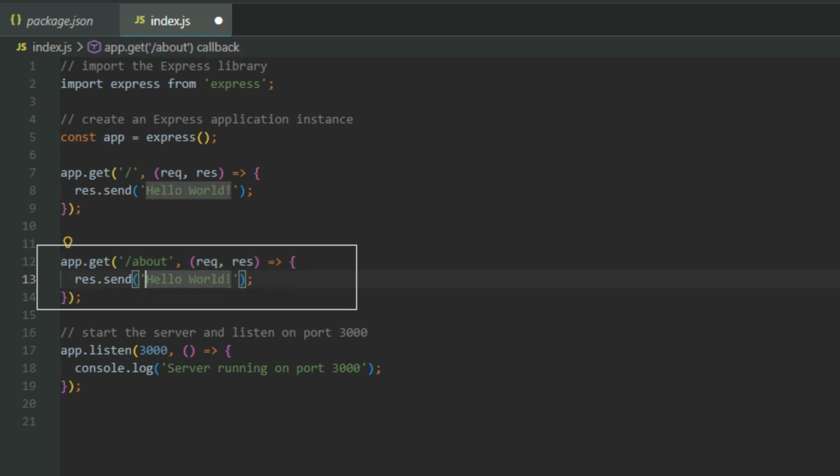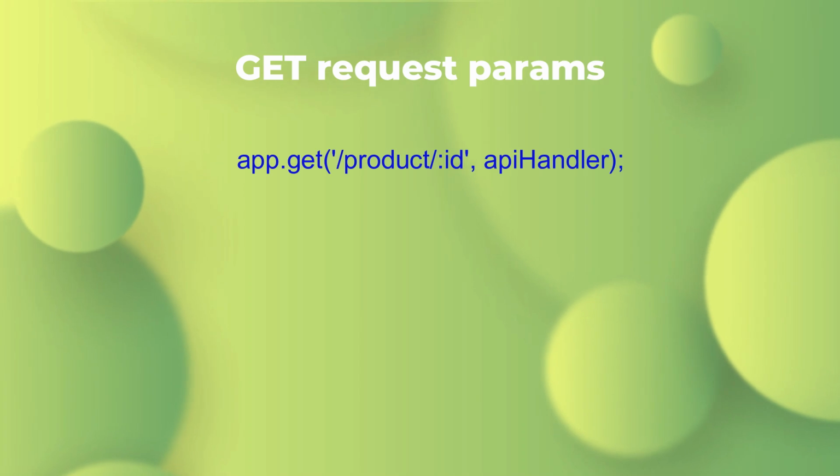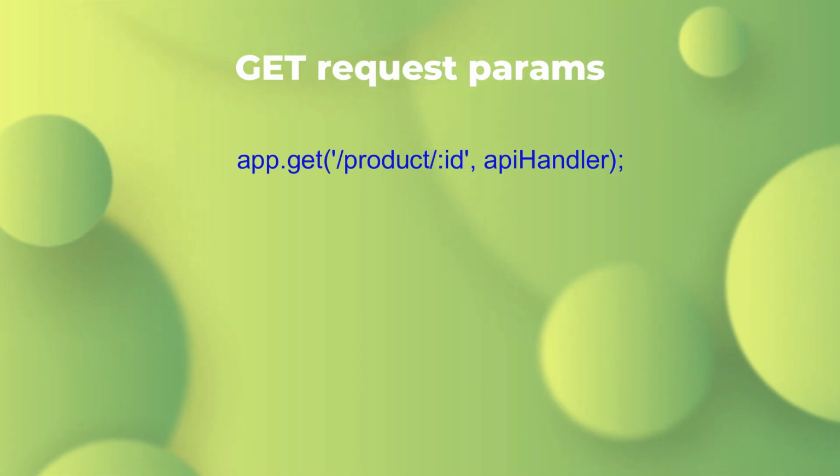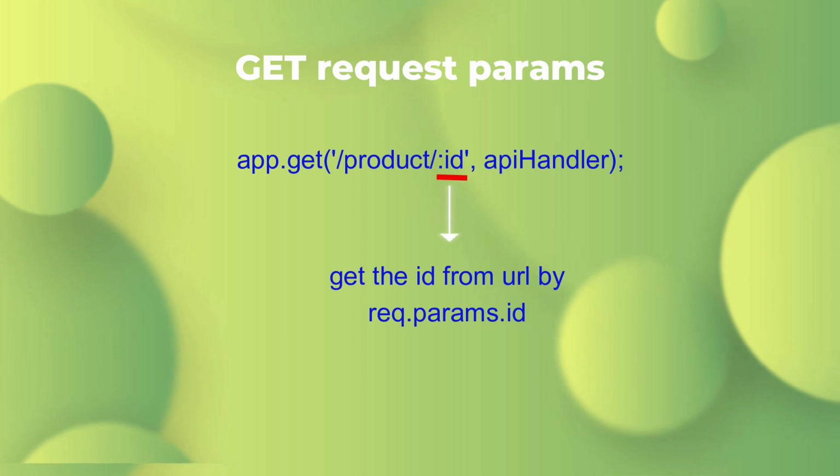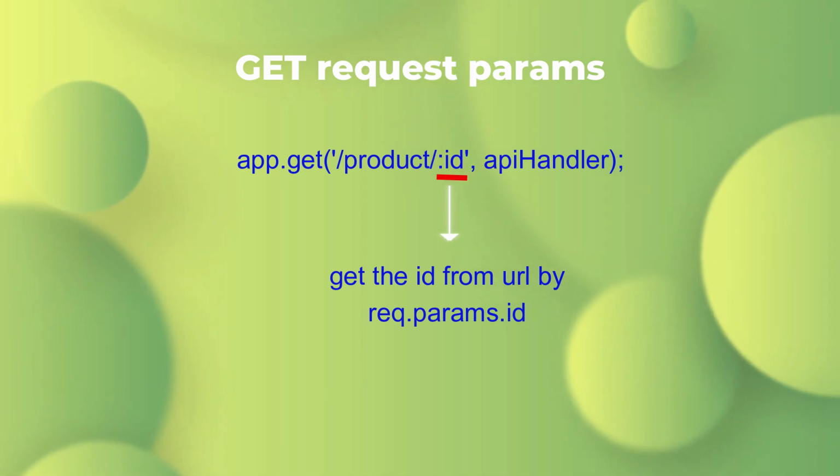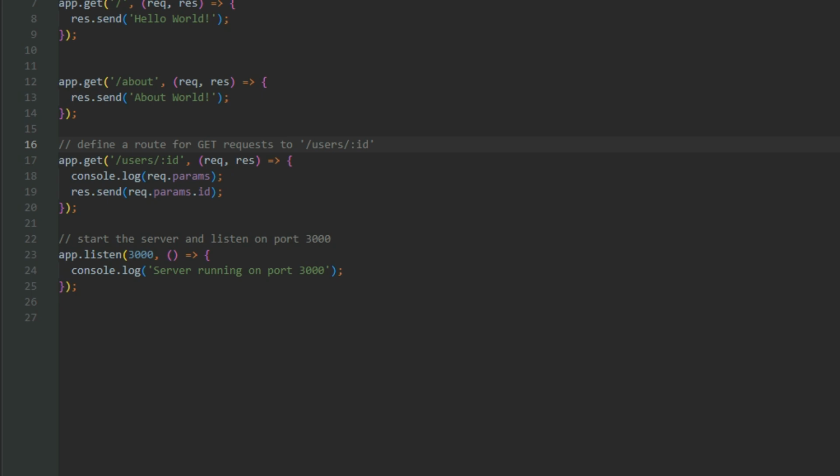So here req, which is the request object, contains incoming request data. The req object contains all the information sent by the client. req.params is used to get values from route parameters, that means from the URL itself. For example, here app.get user slash colon id, then req, and here we have console.log req.params.id. Let's see what happened with this.